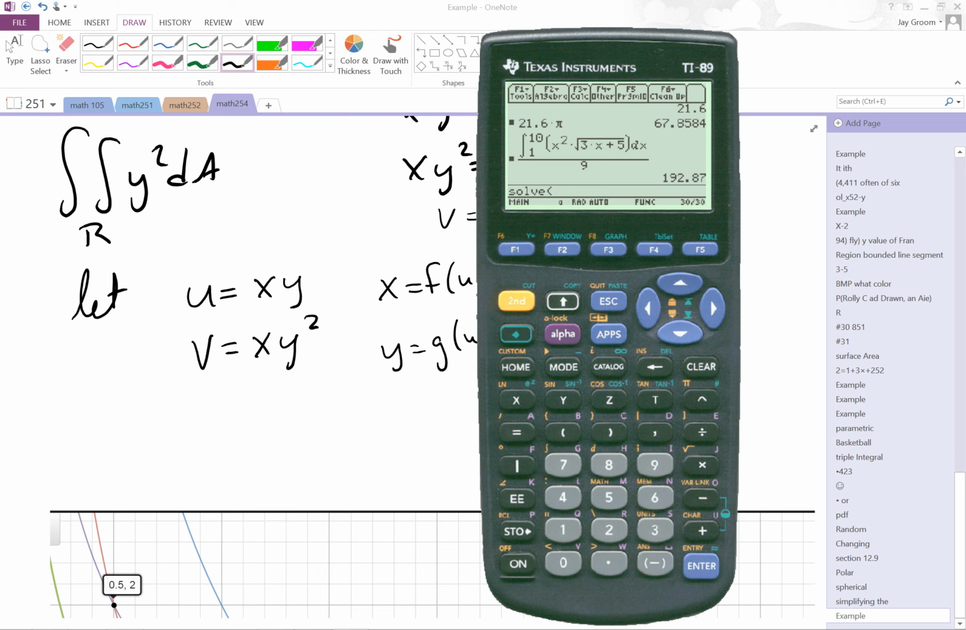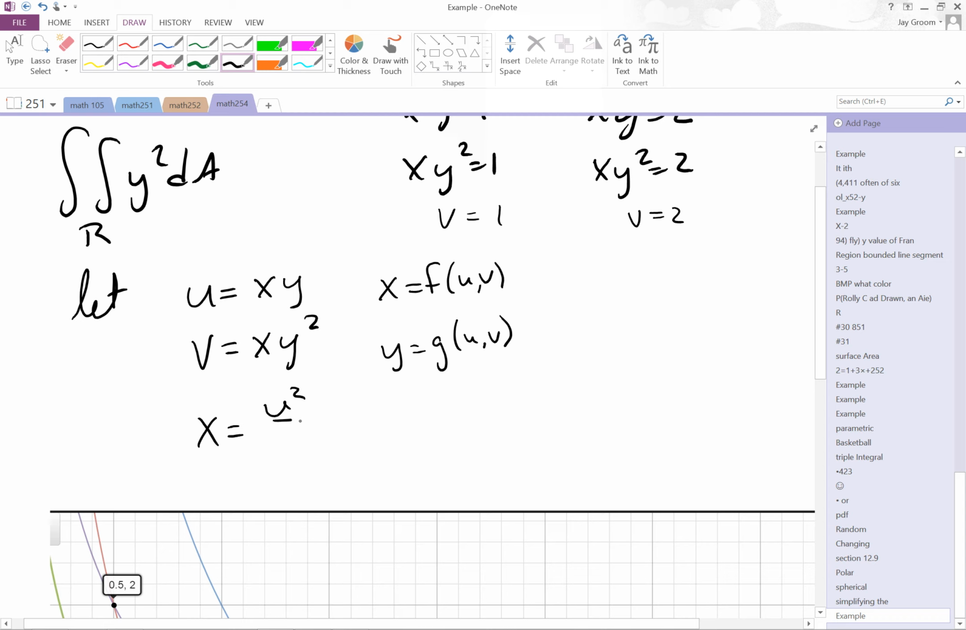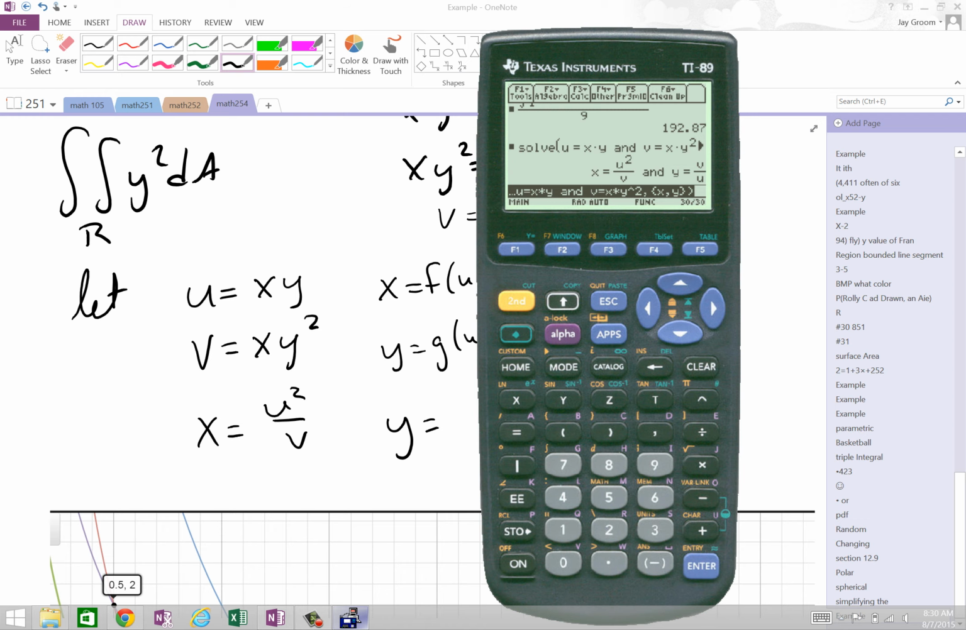So what you do is you say u equal, and make sure that you put x times y. That's a big deal. Then and is second math 8. Then v equal x times y squared. And then I want to solve for, so comma, curly brackets, x comma y, curly brackets, parentheses. So I get x is u squared over v, and y is equal to v over u.